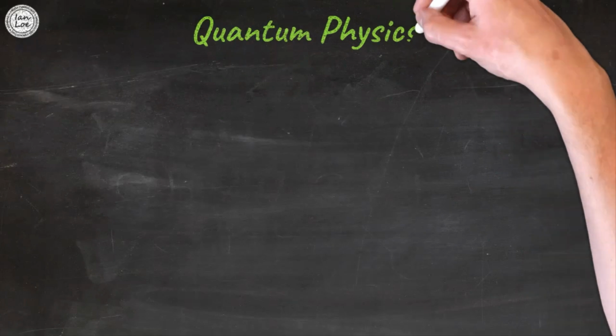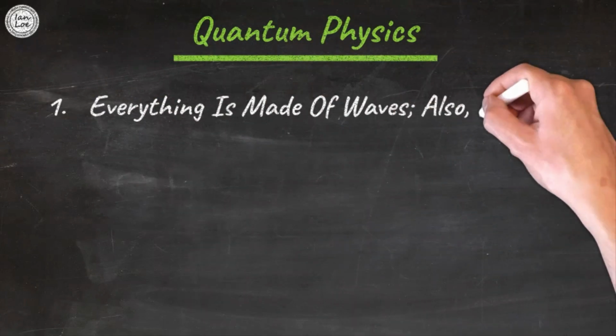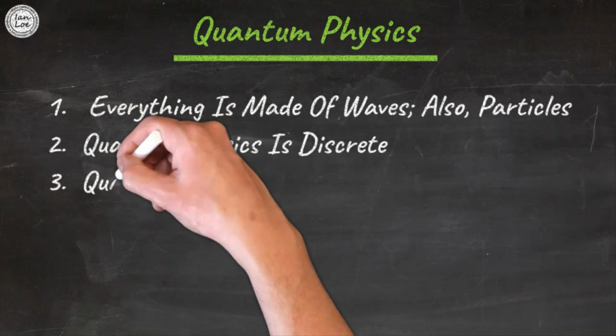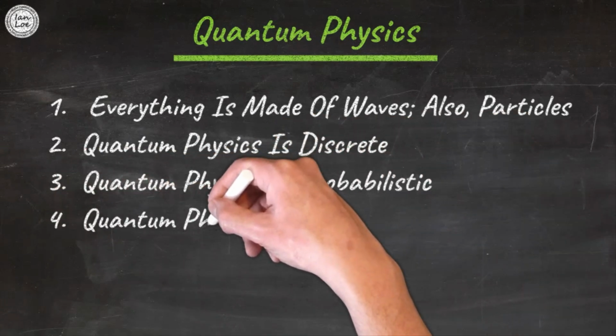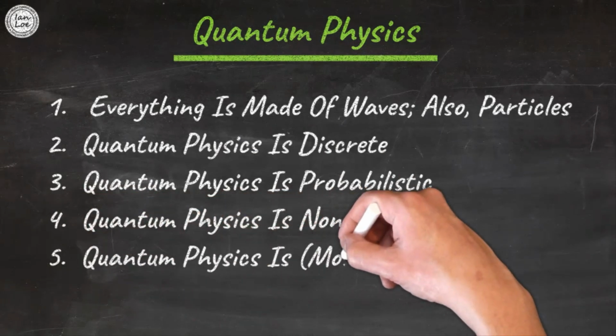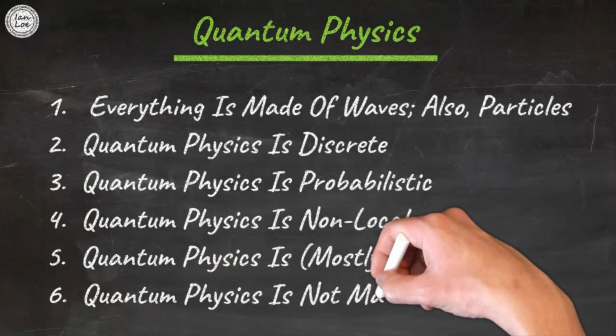There are 6 things to note. 1. Everything is made of waves, also particles. 2. Quantum physics is discrete. 3. Quantum physics is probabilistic. 4. Quantum physics is non-local. 5. Quantum physics is, mostly, very small. 6. Quantum physics is not magic.